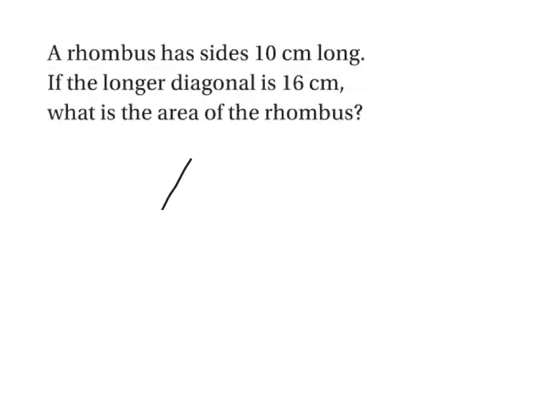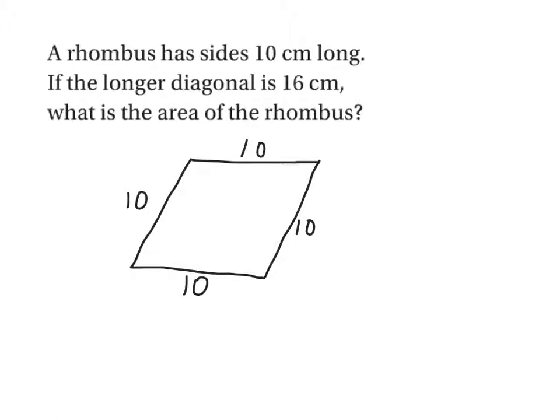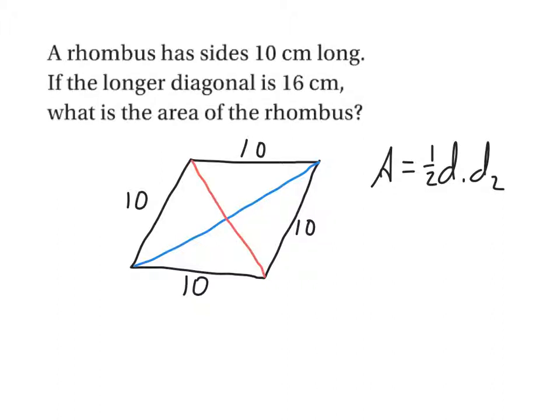So first off, let's draw a rhombus. You guys remember what's a key feature of a rhombus? What makes a rhombus a rhombus? There you go. It's a parallelogram that has all the sides that are congruent. So these are all 10 going around. And it says the long diagonal is 16. We know that for the area of this rhombus, I need 1/2 diagonal 1 times diagonal 2. So I need to know this diagonal 2 as well.